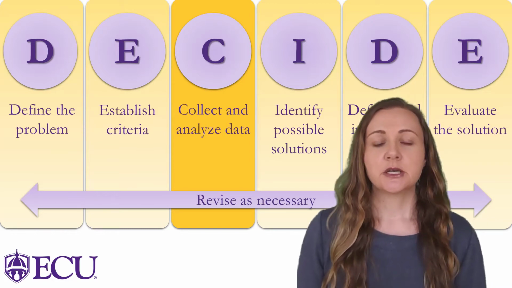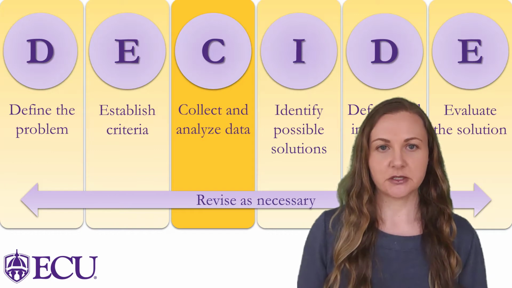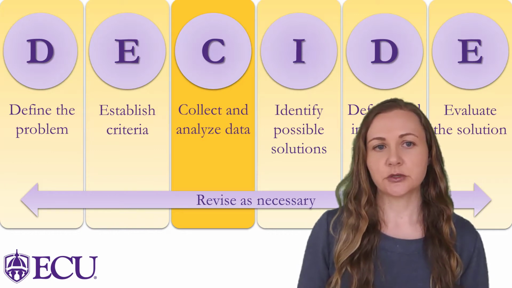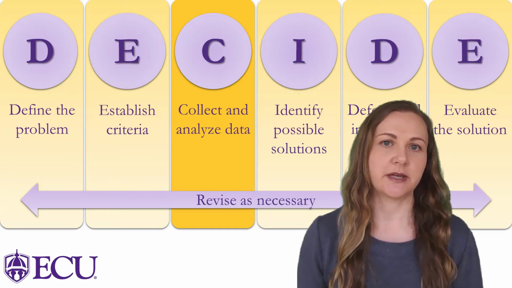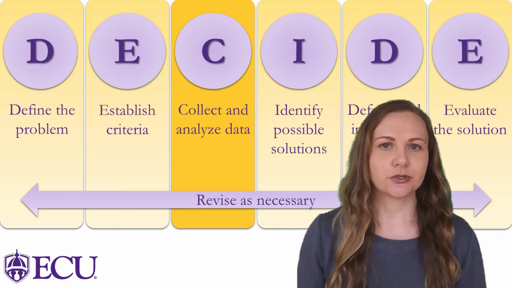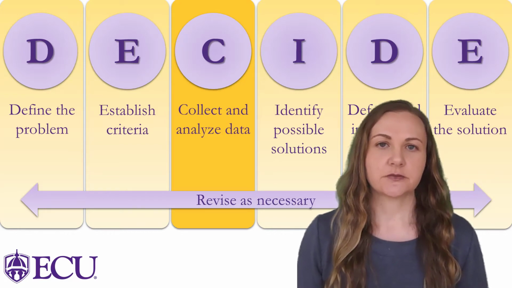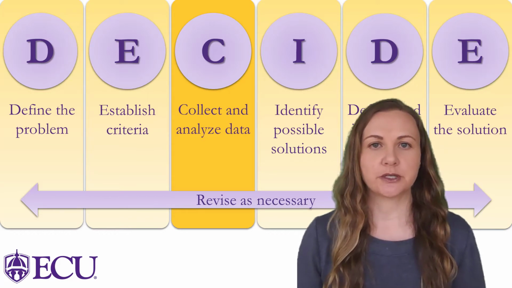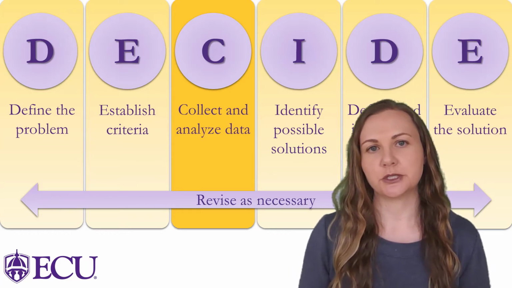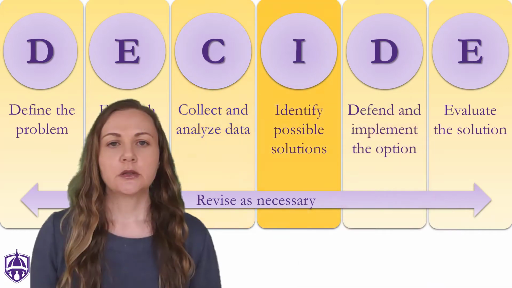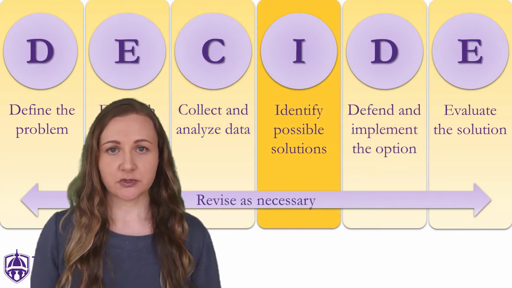In other words, if you're trying to decide where to live next semester, asking your uncle in New Hampshire which apartment communities in Greenville have a pool isn't likely to produce an answer you can use. But you could find out by talking to friends who live in Greenville or going to a website that filters apartment communities by amenities. The fourth step is identifying possible solutions.